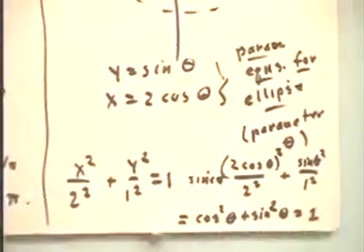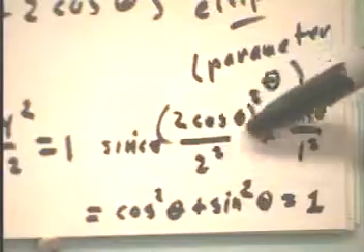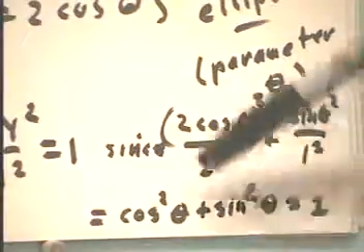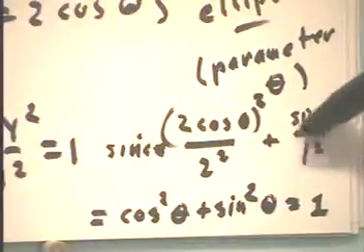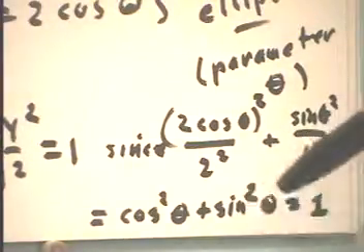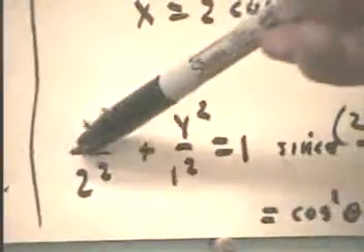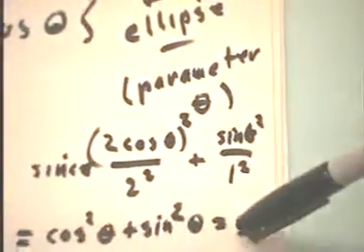Well, it certainly does. If we zoom in a little bit, we see that 2 cosine theta quantity squared over 2 squared is going to be 4 cosine squared over 2 squared, which is 4. 4 divided by 4 is 1, so we just end up with cosine squared of theta here. And over here, we end up with just sine squared theta, obviously. And cosine squared theta plus sine squared theta equals 1, as it must. So this equation is completely consistent with this definition, because if we use these definitions for x and y, then x squared over 2 squared plus y squared over 1 squared does equal 1.